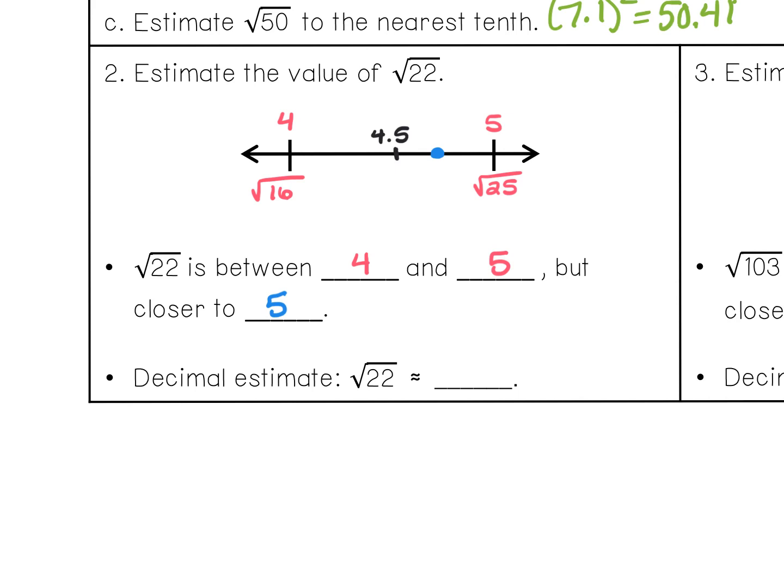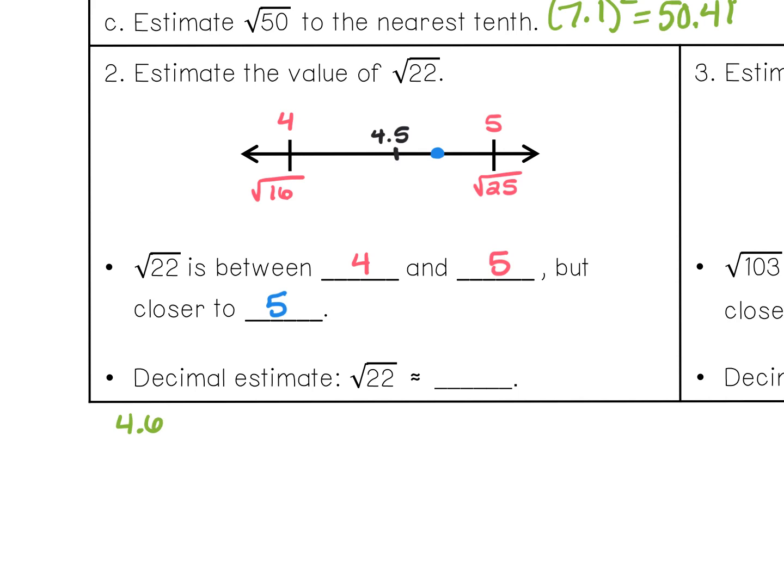So the options we have between 4.5 and 5 are 4.5, 4.6, 4.7, 4.8, and 4.9. The reason we want to go between 4.5 and 5 is because anything less than 4.5 is actually closer to 4 than it is to 5. And we already decided that our answer needs to be closer to 5. So I'm going to start with 4.6.